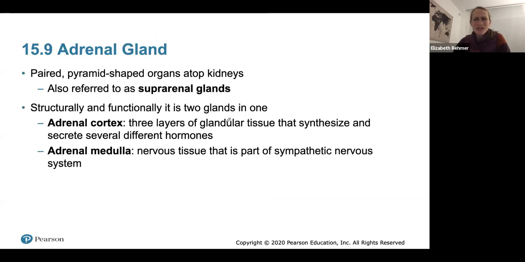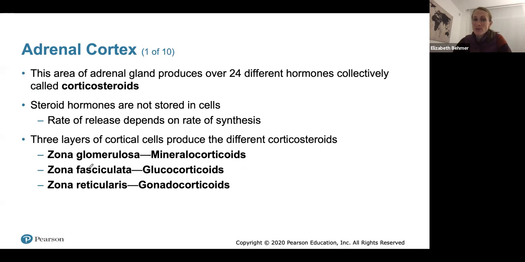And then the adrenal gland is interesting. It sits on top of the kidneys. It has two layers to it, the adrenal cortex and the adrenal medulla, and they both secrete different hormones. The one thing you should know is the adrenal medulla is a part of your sympathetic nervous system because it secretes your adrenaline hormones, norepinephrine and epinephrine, which get your body ready for the fight or flight response.